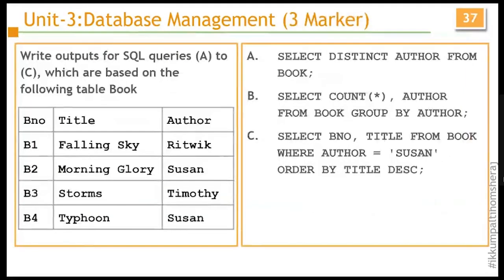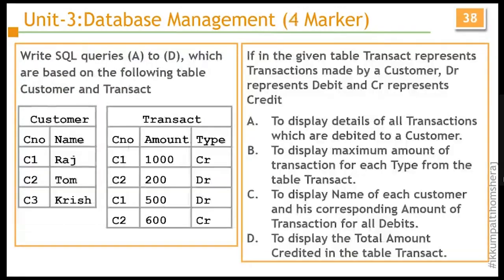Then we have, in the 3-marker questions, we might have a simple output kind of question where a table is given and we'll be given some SQL queries and we have to answer as the output of these queries. Then we might have questions of the similar kind which we used to have in the previous papers, that is, write SQL queries A to D, which are based on the following tables, and there'll be some description of the question given, and you have to write the select query or update query depending on what is given here. So it may be one table based questions or two table based questions.